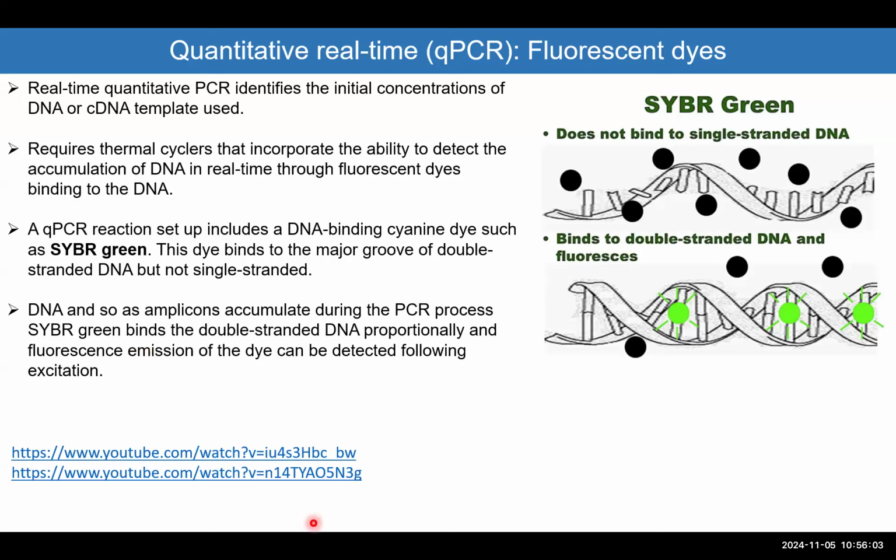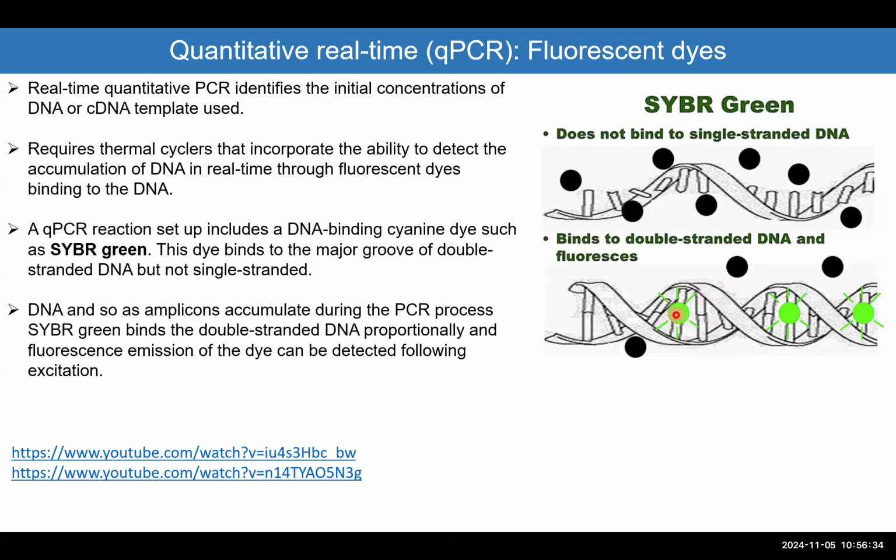There are two very good YouTube videos for you here. You can see how the process of qPCR accumulation takes place with the SYBR Green. Now, SYBR Green is not the only way we can detect a PCR that is being generated. Here, it's very cheap and efficient, but it's not specific.